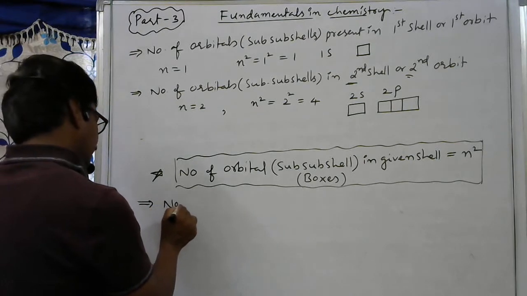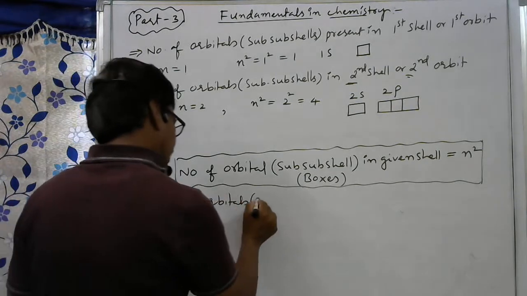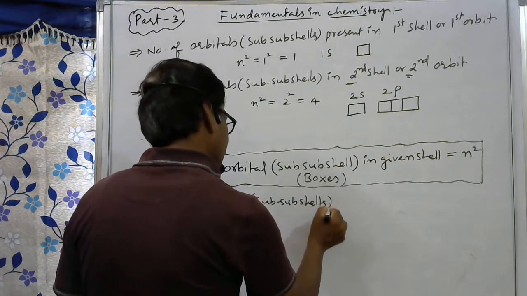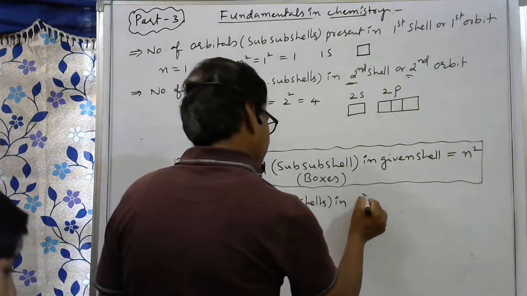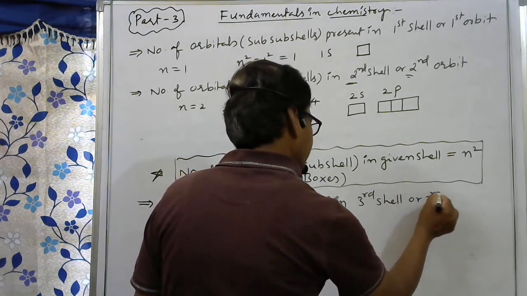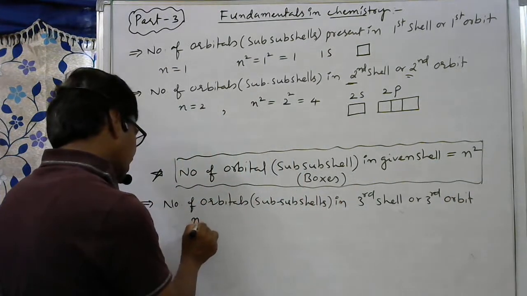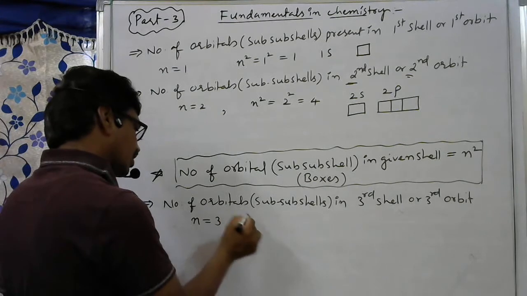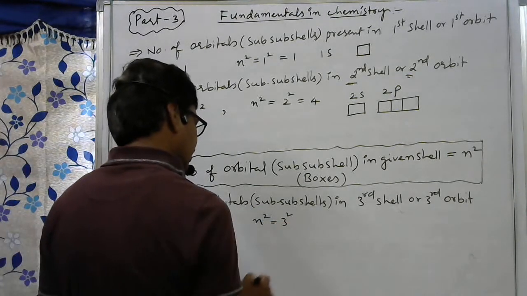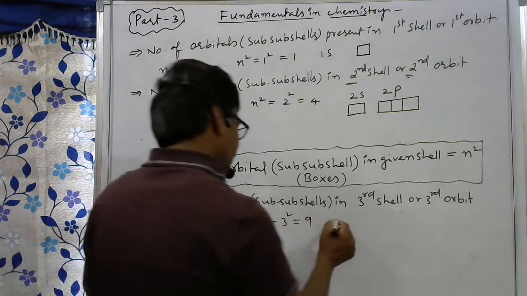Number of orbitals, same subshells, in the third shell or third orbit, they are asking. So for this, n equal to how much? n equal to 3. So what is the formula for this? n square equal to how much? 3 square. 3 square means how much? It is 9. Means in this n equal to 3, subshells are present.